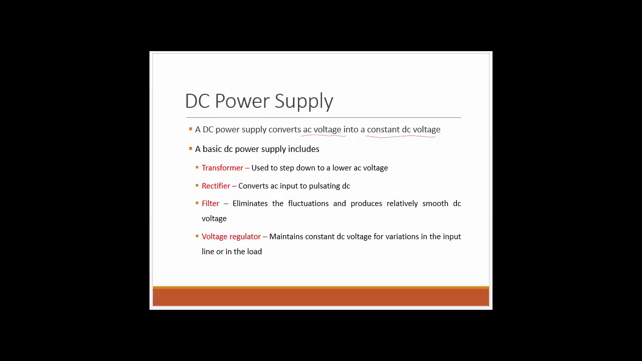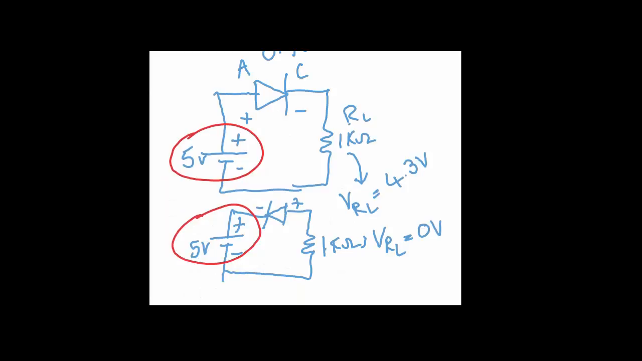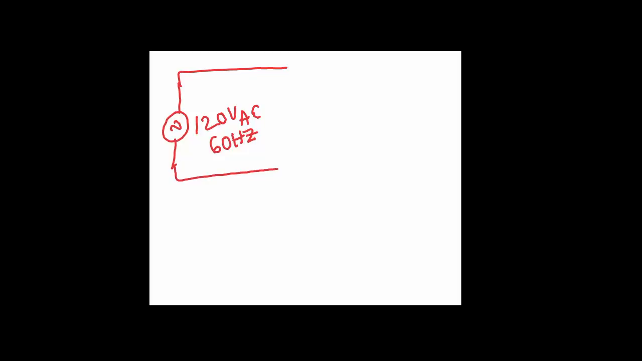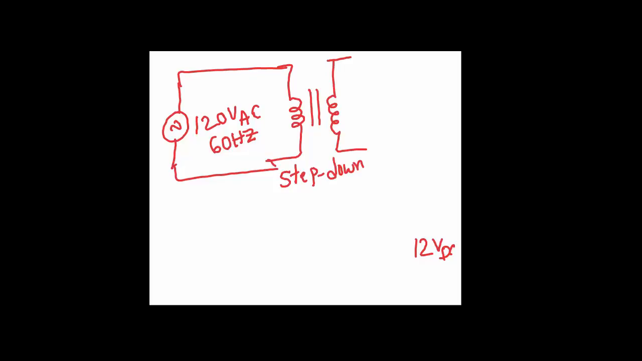A basic power supply involves four major circuits, starting with the transformer, which is used to step down to a lower AC voltage. For example, I have this AC line running at 120 volts AC and a 60 hertz signal. Because it's a very high voltage, and you are expecting, for example, 12 volts DC from this power supply, the very first stage is that this AC signal feeds through the transformer. In this case, it is a step down transformer, which will convert this 120 volts AC to, for example, 20 volts AC.